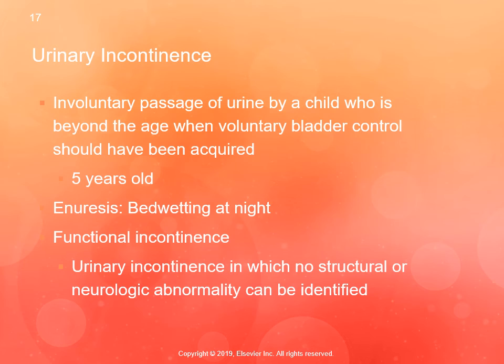Urinary incontinence is a common functional problem, in which there's no structural or neurologic abnormality. So there's involuntary passage of urine in a child beyond the age when bladder control should have been acquired. Usually that's by 5 years old. So it's manifested by bedwetting or enuresis at night.